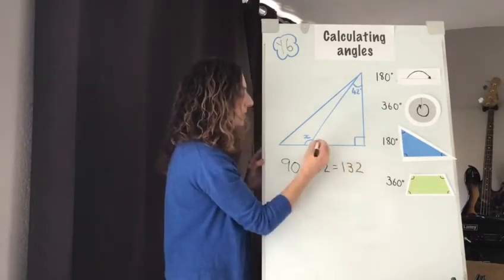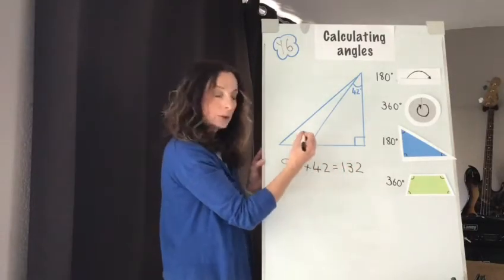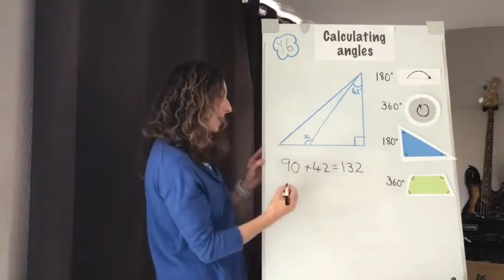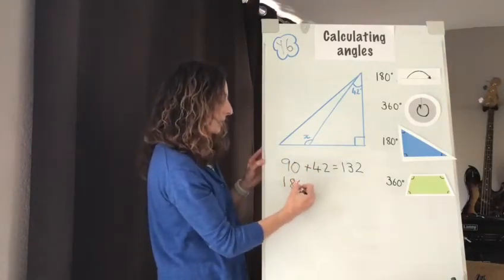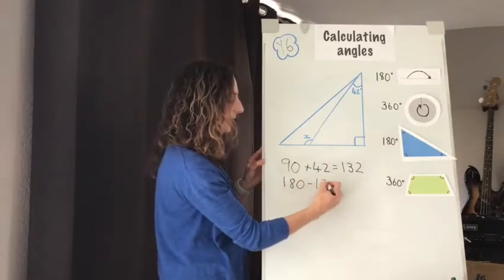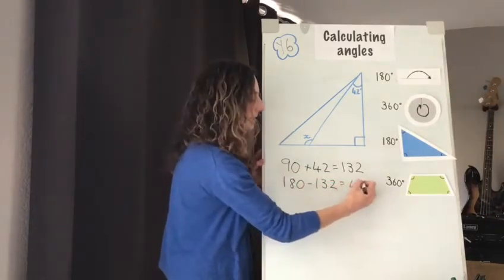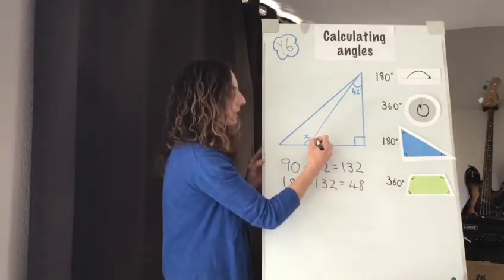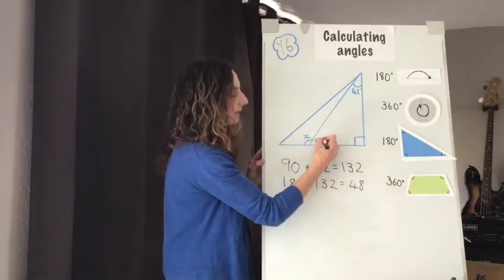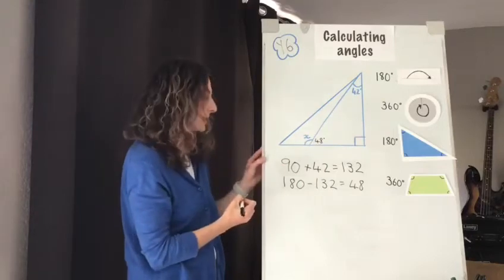132. So to work out this missing angle, all we need to do is subtract 132 from the total 180. And that gives us 48. So we can add to our diagram that the angle here is 48 degrees.